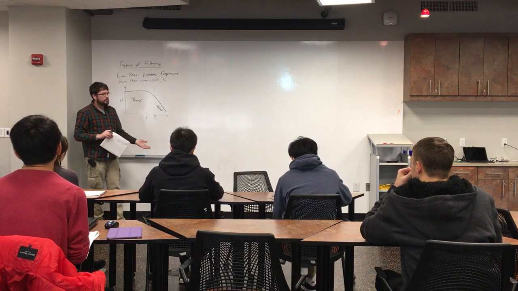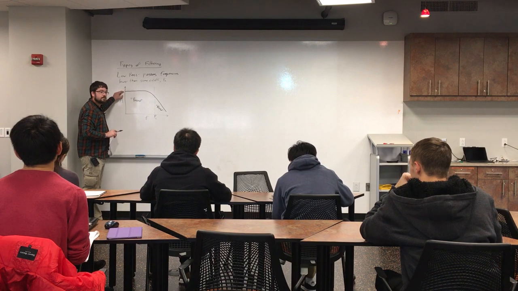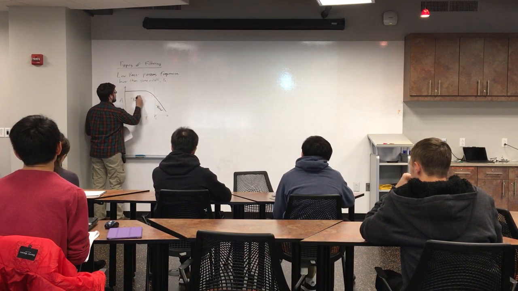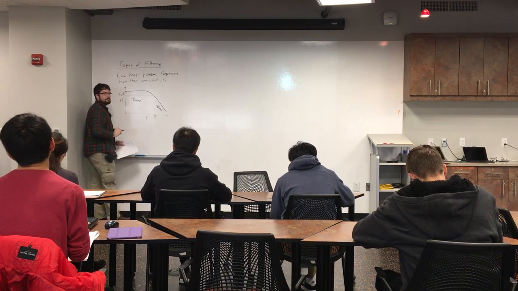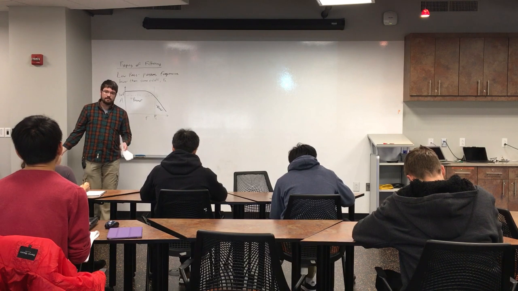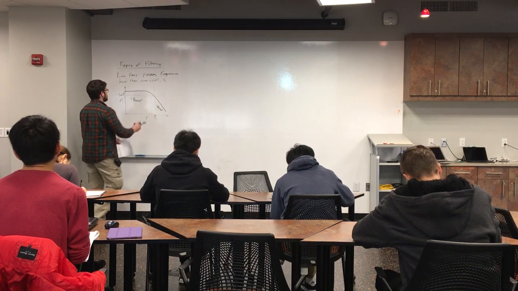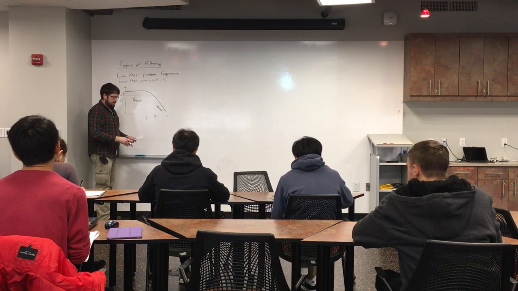In electrical work, we generally define it as the point where the signal is 3 decibels below where it started. So this would be -3 dB. If you do the math, that's about 70.7%. So when this falls to 70% of what it was, that's where we define the corner frequency to be.